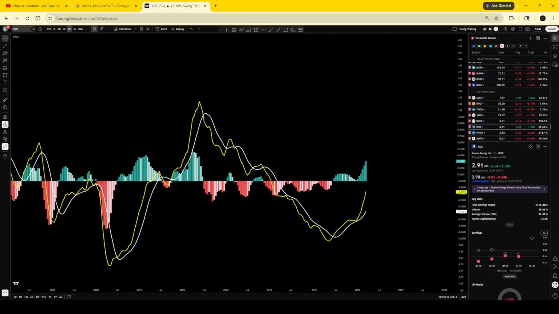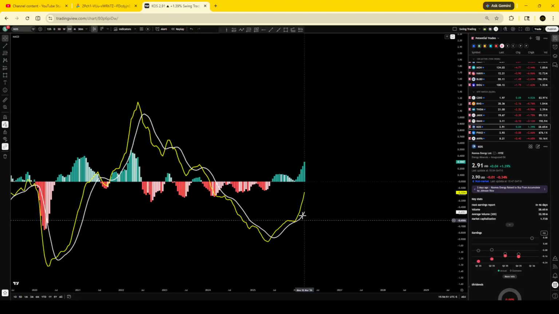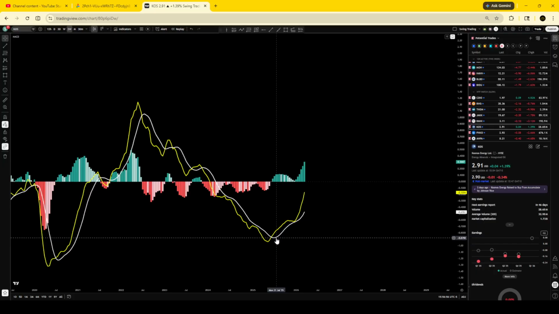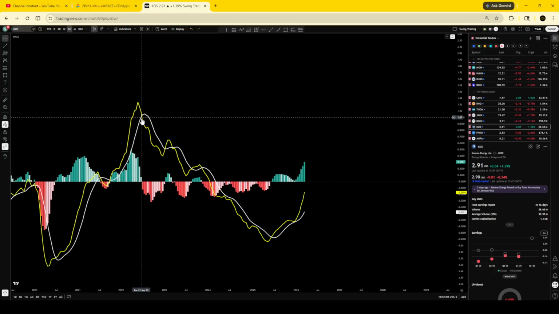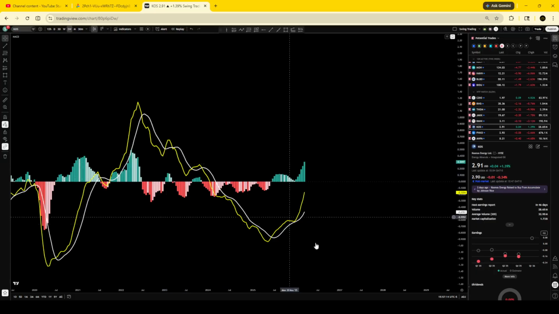Here's how professionals use it. Look for the MACD line above the signal line. This is the MACD line. This is the signal line. You see when they cross, bullish. Look for the MACD line below the signal line, bearish. You see that? Notice we're confirming the trend, not guessing it.